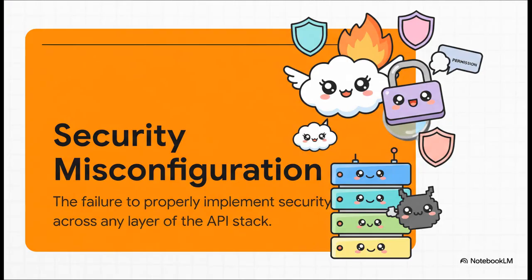So the formal definition is basically this. Security misconfiguration is the failure to properly lock down security settings anywhere in your API's tech stack. And I really want to emphasize that this isn't just about your code. Nope. It covers literally everything, from your network firewalls, your cloud permissions, all the way up to the application framework itself. It's such a broad vulnerability because, well, the attack surface is just huge.